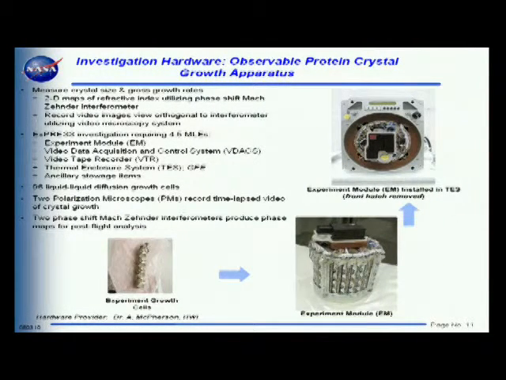The last is the observable protein crystal growth apparatus, and this one's a little bit different than the previous. This is a liquid-liquid diffusion experiment, but in addition to growing the crystals of interest, it also incorporates interferometry and polarizing microscopes to try to capture and record the formation of the depletion zone that surrounds the crystal, which is one of the hypotheses of why the crystals grow more perfect in space. There's 96 cells total for this apparatus.